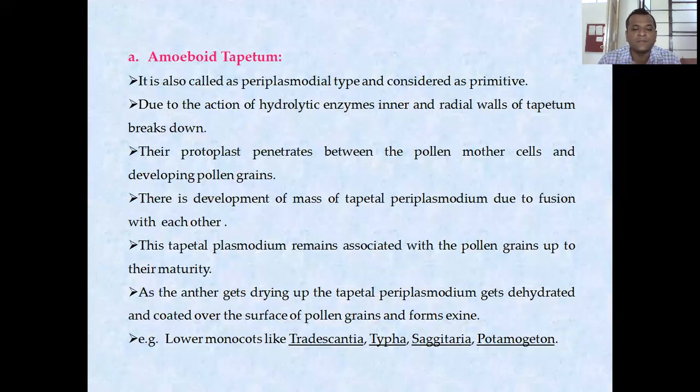Let us see amoeboid tapetum. It is also called periplasmodial type and considered a primitive one. Due to the action of hydrolytic enzyme, inner and radial walls of tapetal cells break down. Their protoplast penetrates between the pollen mother cell and developing pollen grain. There is development of a mass of tapetal periplasmodium due to fusion with each other. This tapetal periplasmodium remains associated with the pollen grain up to their maturity. As the anther dries up, the tapetal periplasmodium gets dehydrated and coated over the surface of pollen grain and forms exine. Such a kind of amoeboid tapetum is found in lower monocots like Tradescantia, Typha, Sagittaria and Potamogeton.